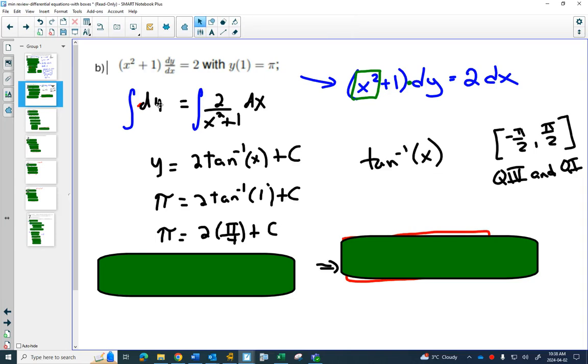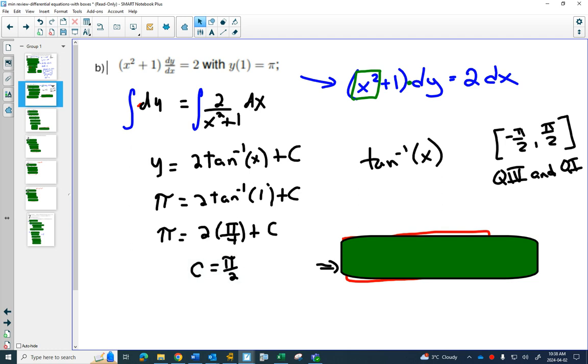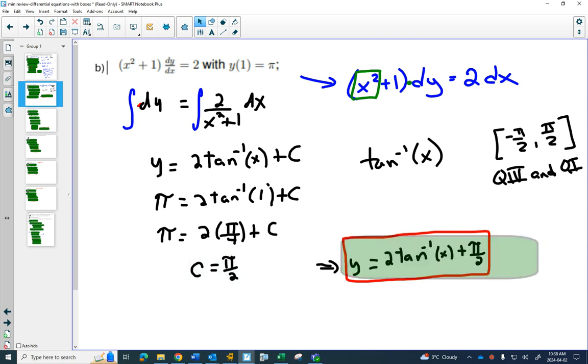So pi over 4 is the only answer that allows us to solve for C. C is pi over 2. We put a box around our final answer. And we have found the particular solution.